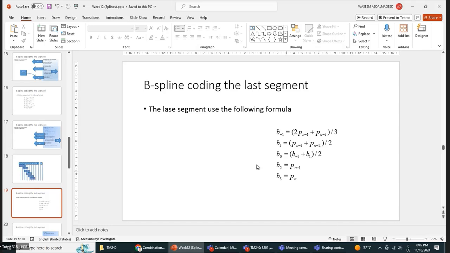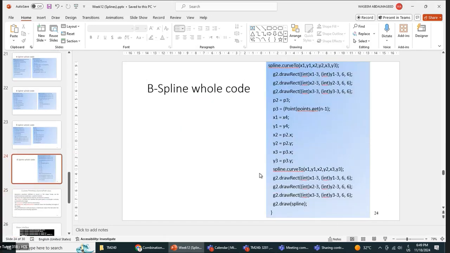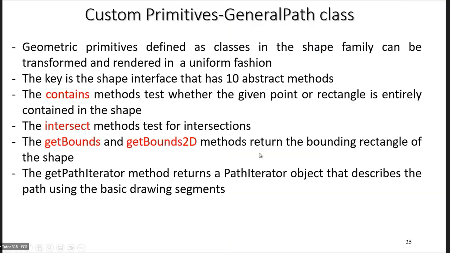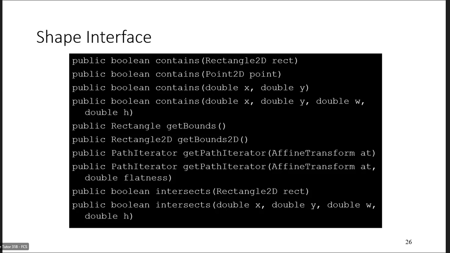So here we have the code, and an example of generating the shape of a heart by using the general path. We are using the shape interface, which has abstract methods. The methods that we can use here are the contains method, the intersects method, the getBounds method, and the getBounds2D method. So these are the methods of the shape interface.